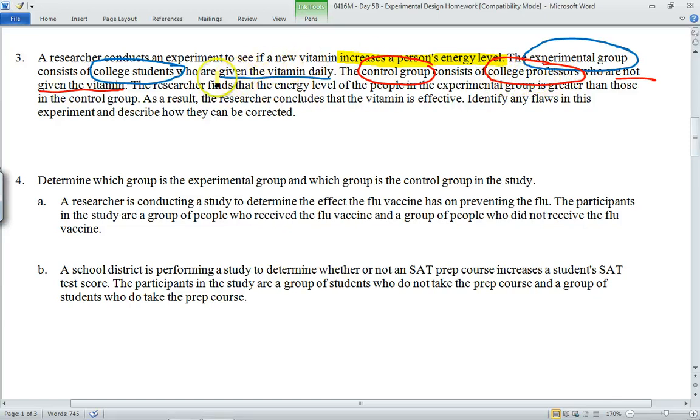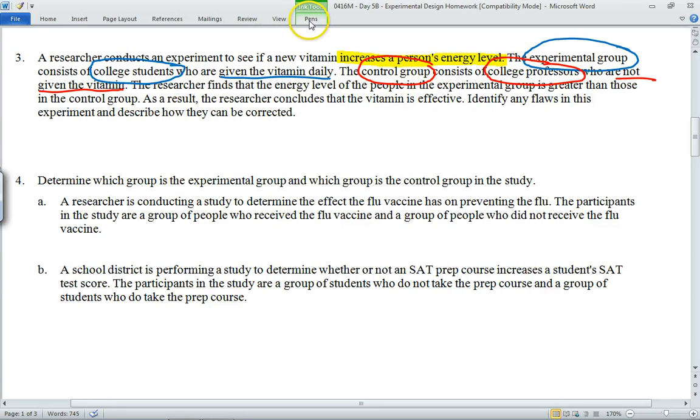So, if the younger, more energetic college students are given the vitamin, then obviously the age of the students becomes a lurking variable. We were not trying to study how age affects energy level. We were trying to study the vitamin.